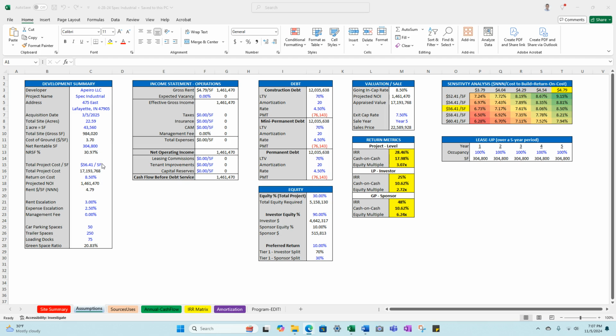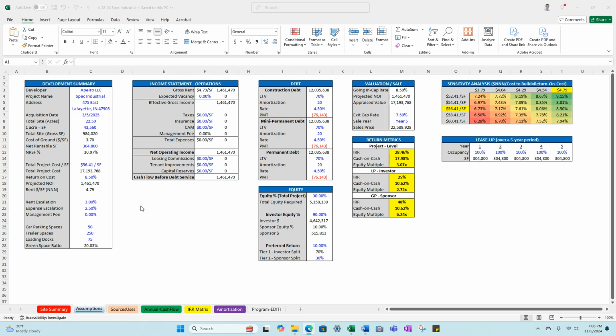Total project cost was about $56 a square foot, which brings the total cost of the project to about $17 million. We are projecting a return on cost of 8.5%, 8.5 cap rate. Projected NOI was about 1.5 million, and the rent per square foot was 4.79. We modeled a 3% rent escalation, 2.5% expense escalation, and the site plan had 50 parking spaces, 250 trailer spaces, 75 loading docks, and the green space ratio was 20.83%.